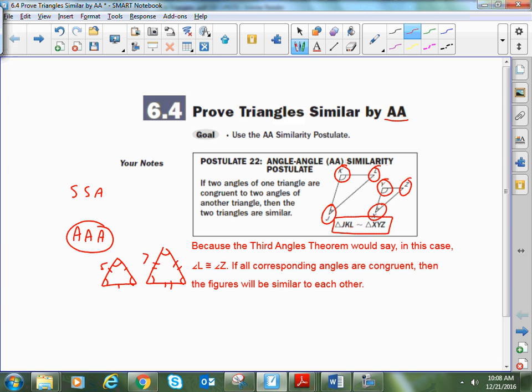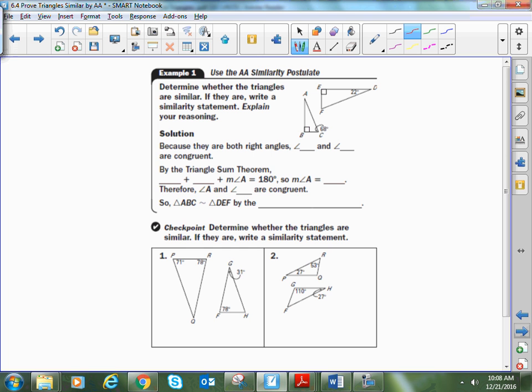So this is what we're going to be looking at today: trying to identify whether I have two corresponding congruent angles in different triangles, so that I can show whether or not they are similar to each other.